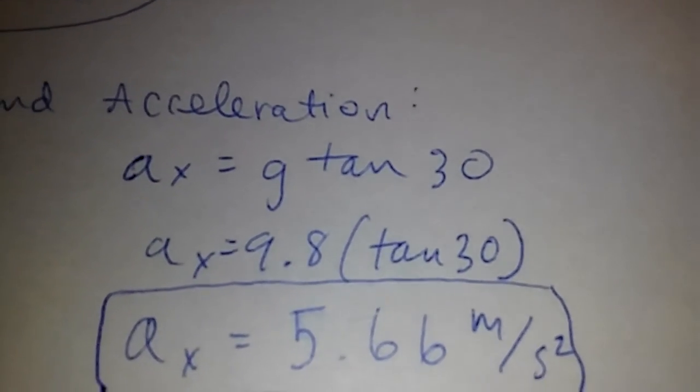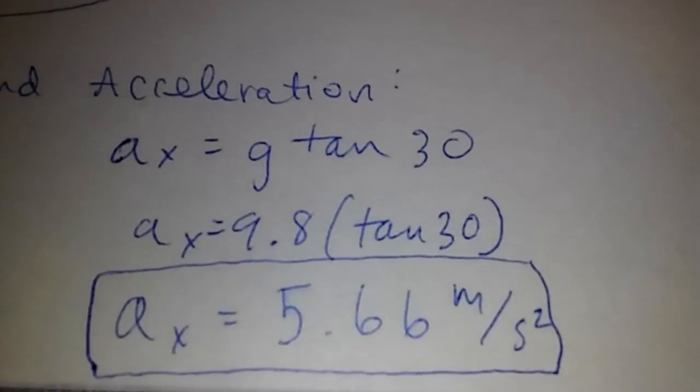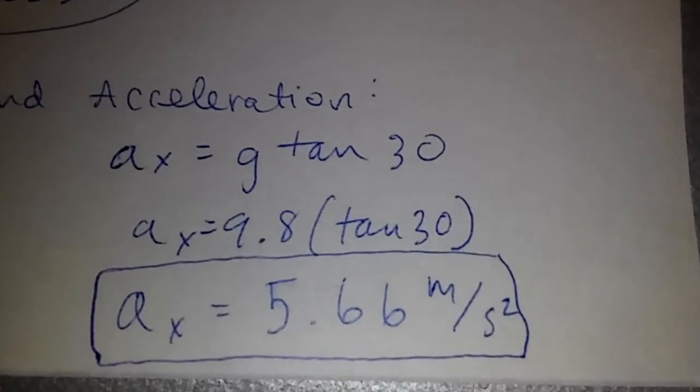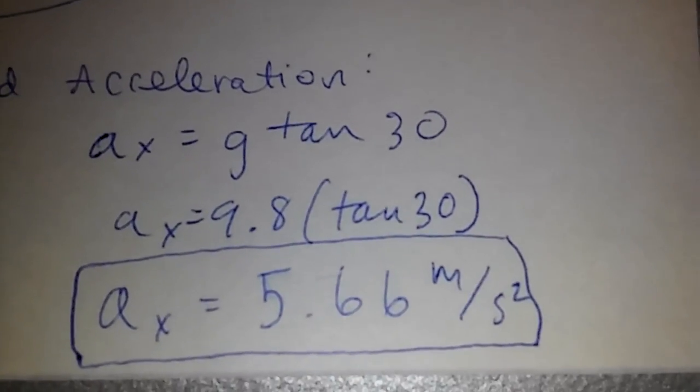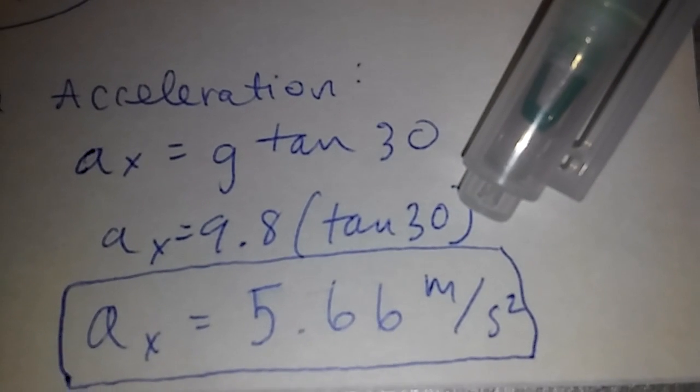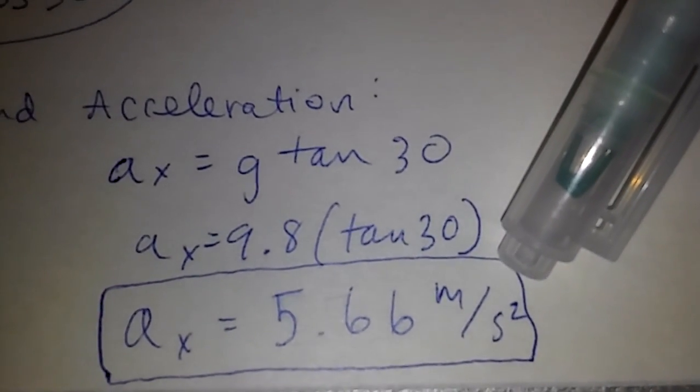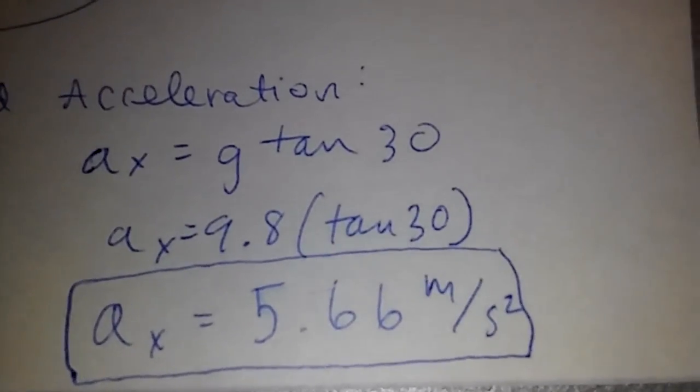Acceleration, so a_x equals g tan 30. I type in my calculator g, 9.8, times the tangent of 30, which is 5.66 meters per second squared, the acceleration.